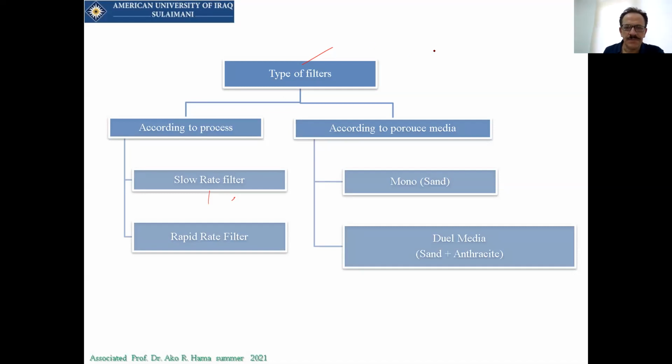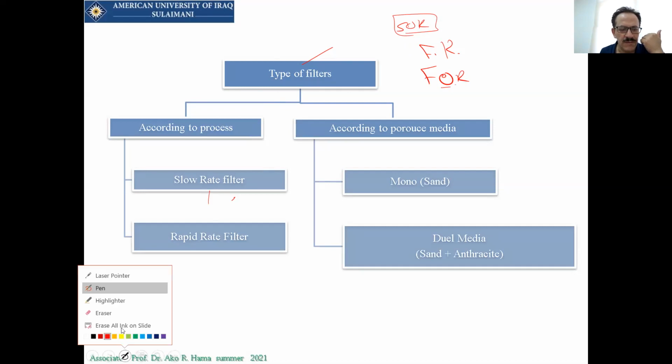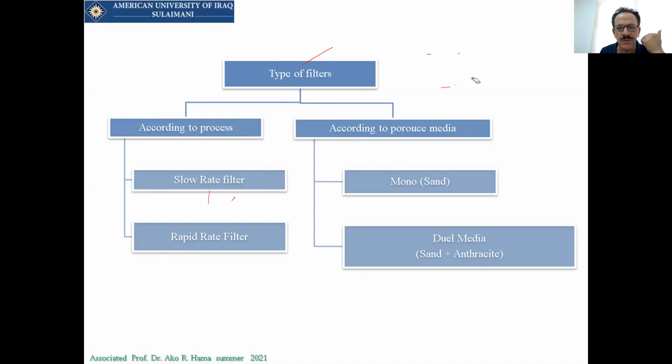Filtration rate is the same as SOR. You remember that in sedimentation we have the surface overflow rate. In filtration we have a term called filtration rate. What is the filtration rate? The filtration rate will consider the flow.